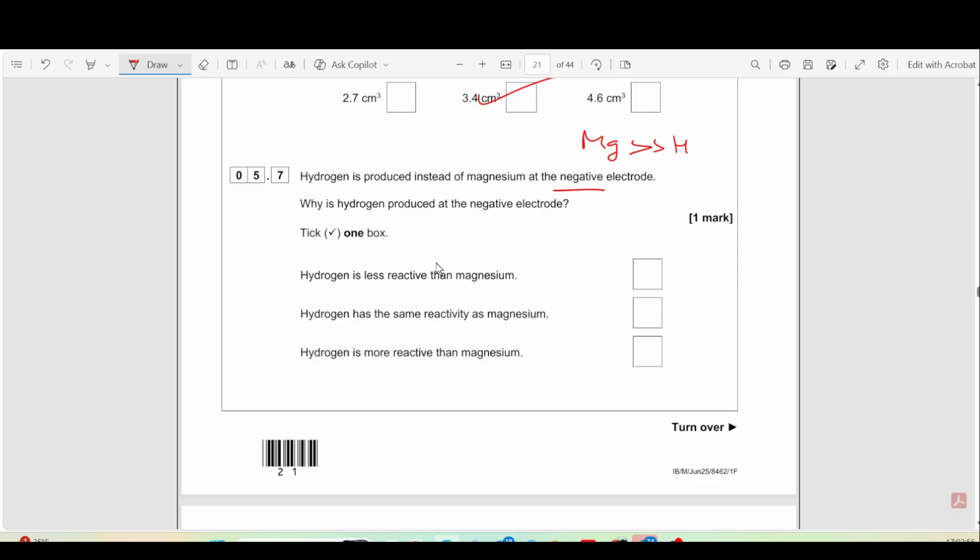And during the electrolysis of an aqueous solution, the least reactive positive ion is discharged at the cathode. Because hydrogen is less reactive, that's why H2 is produced. So the correct option is: hydrogen is less reactive than magnesium.